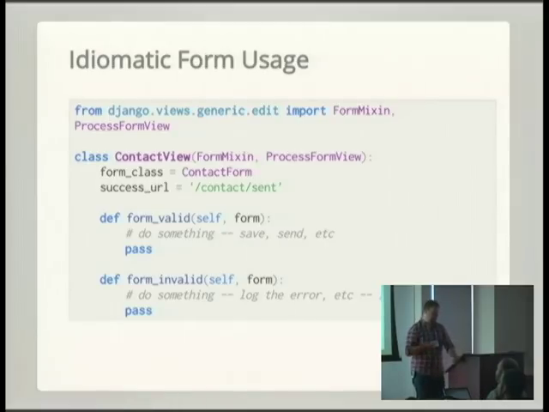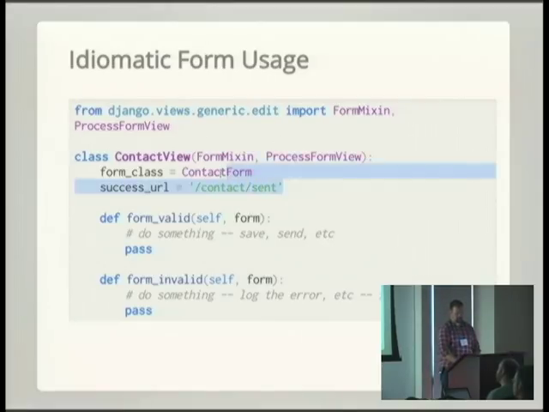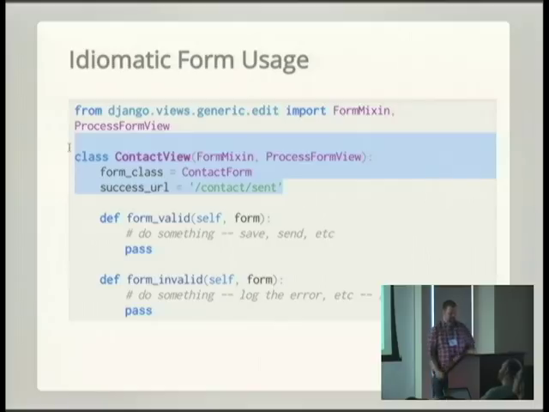So class-based views make this pretty simple to have that whole flow and not have to really do much work. All I really need are these three lines here. And this says, when this URL gets hit, render the contact form, and when it's successful, redirect me to contact/sent. Otherwise, render with the errors.